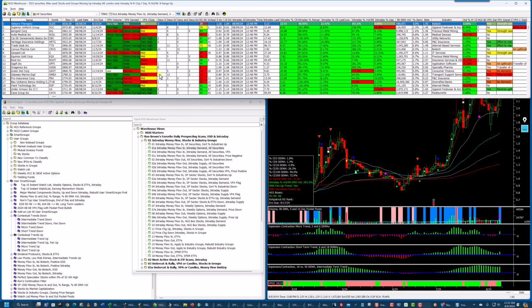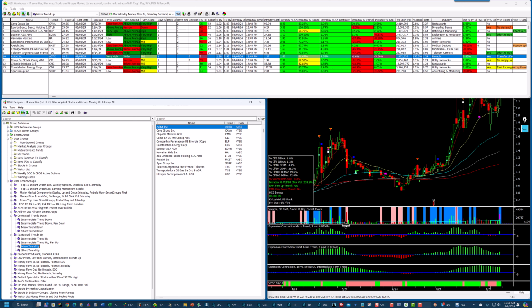Now it's kind of a flat day on Wall Street today. It's Friday. It's been a very active week, but let's say that I'm interested in going to the long side because I'm in the intraday money flow in. First of all, I want to look at a micro trend up stock, and by clicking on this user smart group and then clicking through to the warehouse, it isolates these stocks which have a micro trend up. And remember, a micro trend up means the 3 is above the 6.